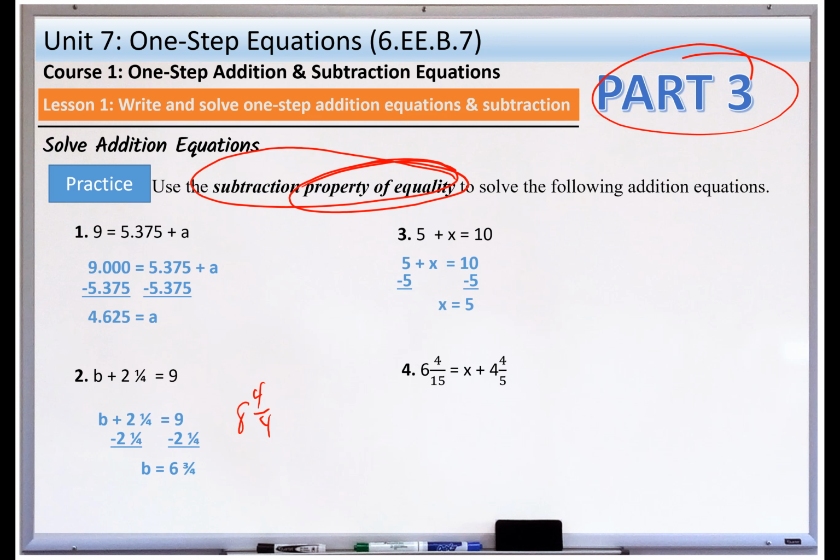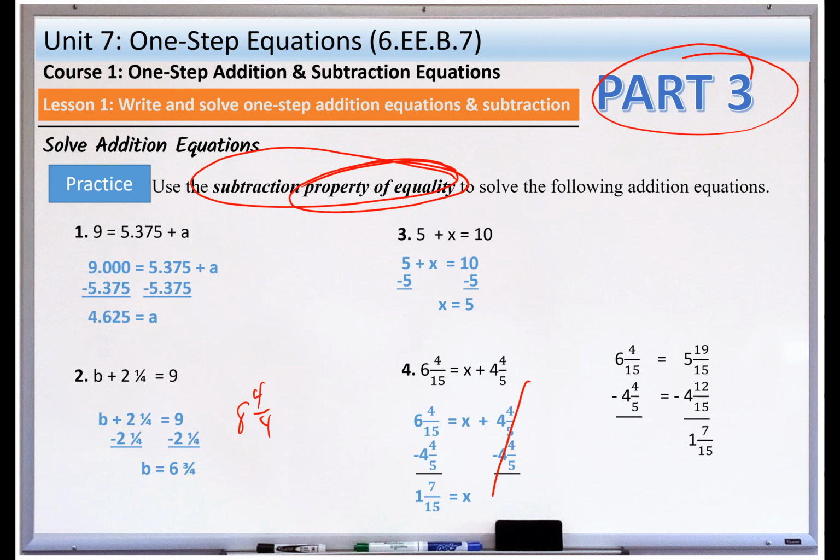Next one's a little bit more challenging. We have 6 and 4/15 is equal to some number x plus 4 and 4/5. But my subtraction property of equality is the same. I need to do the same operation, the inverse operation, to both sides. I need to subtract 4 and 4/5 from both sides. This cancels out, and what I'm left with is 1 and 7/15. Let me show you how I did that.